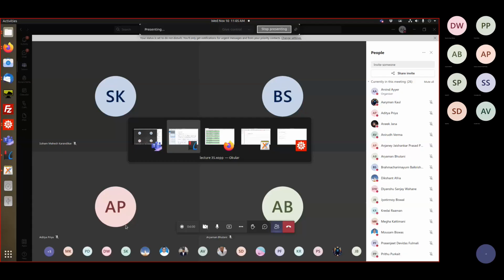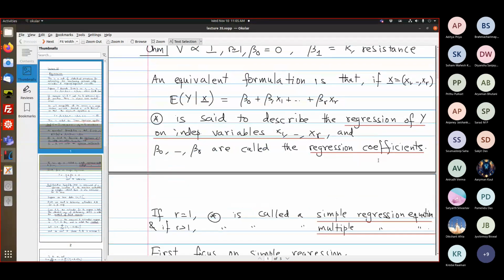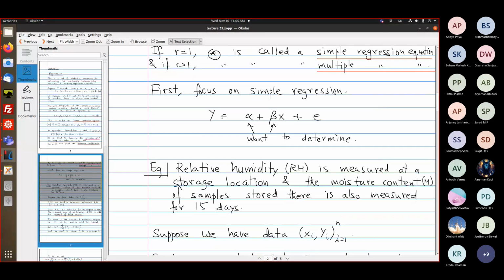All right, so we started talking about regression. We focused on simple linear regression, which is of this form. You have data xi's, these are your independent variables, and you have response or dependent variables yi. And you want to determine these parameters alpha and beta, and the main reason this is a challenge is because there is always random error.